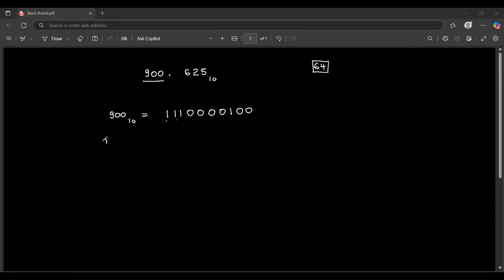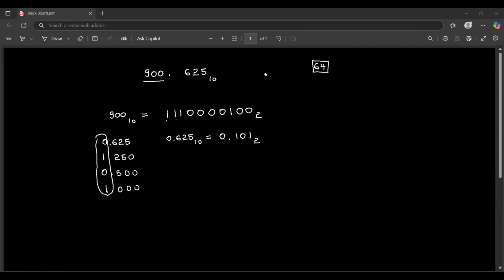Good. And 0.625 can be converted to binary by multiplying by 2. This will be 1.250, this will be 0.500, and this will be 1.000. So 0.625 in base 10 can be given as 0.101. I'm just writing these down. Perfect. So that's it.